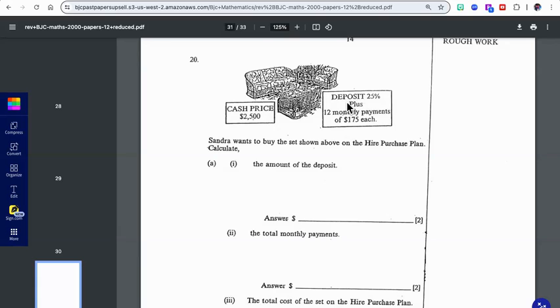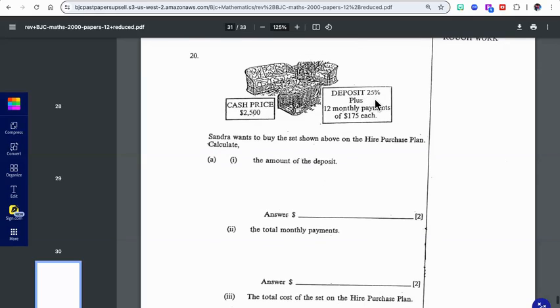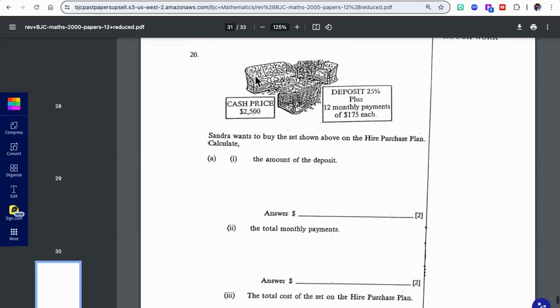The hire purchase plan now is a deposit of 25% plus 12 monthly payments of $175 each. I'll say it again. The deposit is 25%, plus you're going to come into the store for 12 months and pay $175 each. Remember what hire purchase is. It is the deposit plus your total monthly payments.